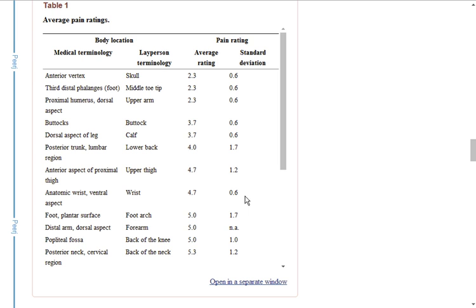You can see then that he had some variation in the pain rating in some spots. But you've got like skull, middle toe tip, upper arm, his buttock, calf, lower back, upper thigh, wrist, foot arch. I can't imagine that one feeling very good. Oh, he rated it the same as a forearm. That's surprising. Back of knee. I would expect that to be pretty sore. So this is like the lowest. This is the highest, but there's more.